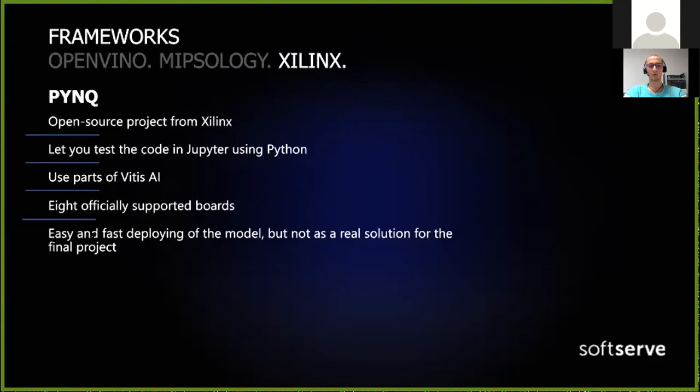And also it's easy and fast to deploy models, but it's not a real solution and not a real product, because these approaches will be very slow, and it is possible only to test the neural networks in such a way.